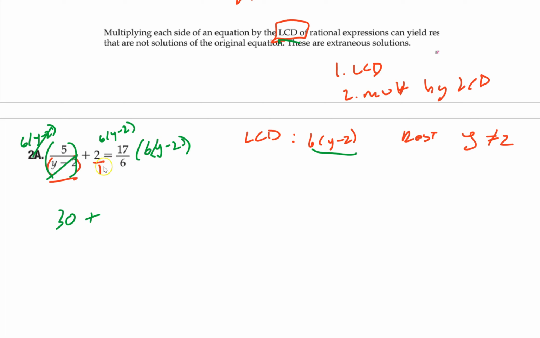On the second one, nothing cancels out. There is nothing in the bottom. So this is 2 times 6 times (y − 2), which is 12(y − 2). And on the last one here, the 6's cancel out, and you get 17 times (y − 2).